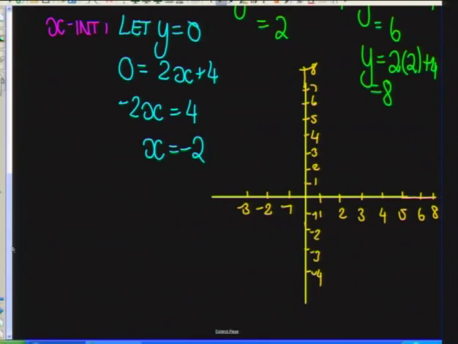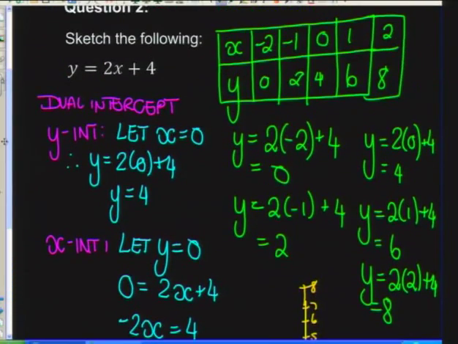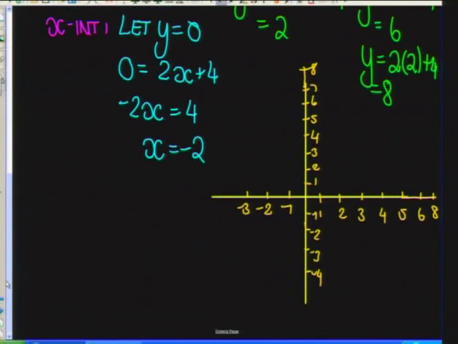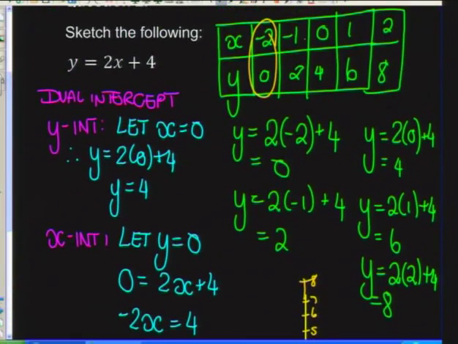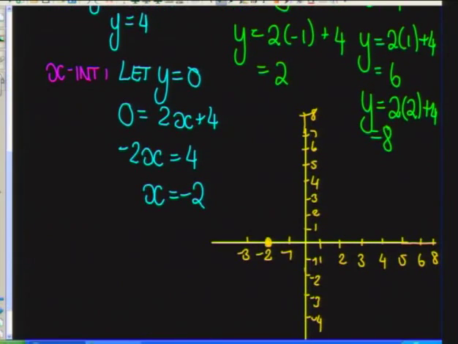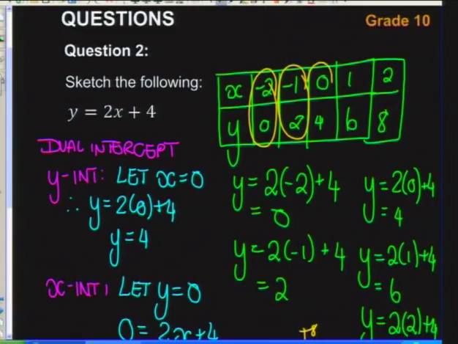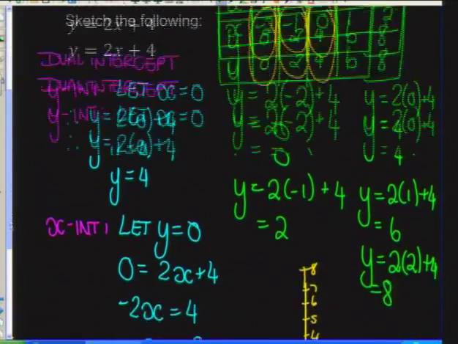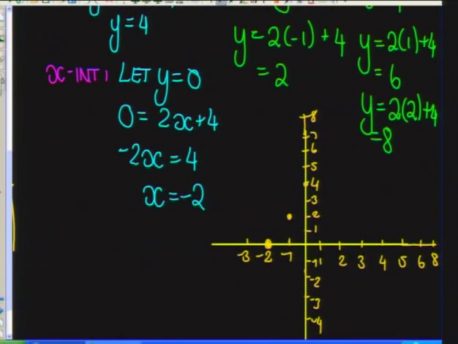All right, so let's use our table first. Let's plot the points that we had. The first one I had was negative 2 and 0. So my x is negative 2, my y is 0, which means we are sitting over there. That's my point. The next point we had was negative 1 and 2. So x is negative 1, y is positive 2. That's going to give us that point over there. The next point I have is 0 and 4. So x is 0 and y is 4. That is going to give us this point over here.